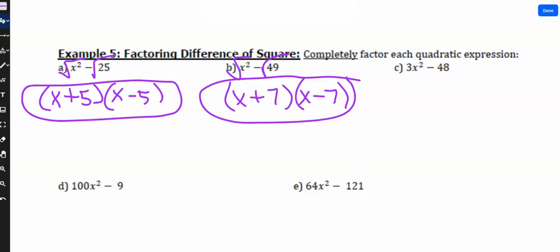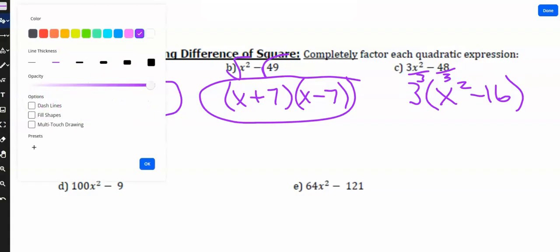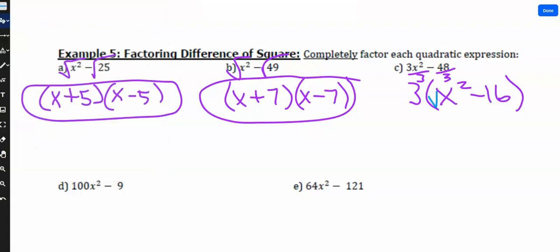Now, before you start slapping square roots everywhere, don't forget to look for greatest common factors like this. Right? You can divide each one of those by 3 and get x squared minus 16. Oh, look, a difference of perfect squares. So this is like step 1, step 2 kind of stuff. And you can look here and go, oh, I can do square root, right? So 3, and then you've got x minus 4 and x plus 4.